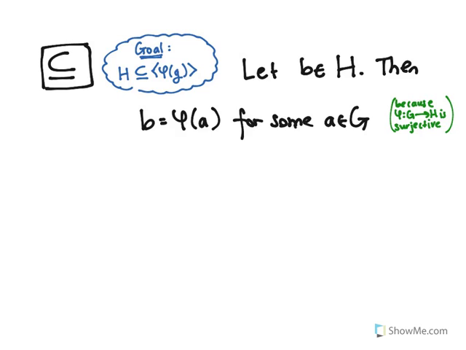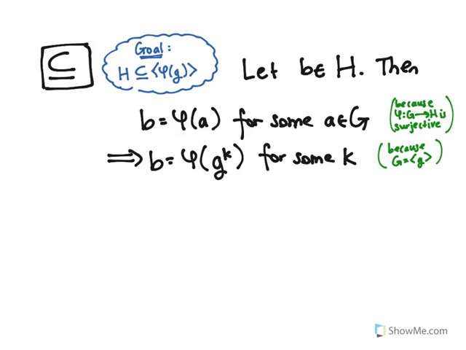First of all, I know that B is equal to phi of A for some A in the group G. And that's because phi, which remember is our isomorphism from G to H, is an isomorphism, and since it's an isomorphism, that means it's a bijection. And since it's a bijection, that means in particular that it's surjective. So everything in H is phi of something.